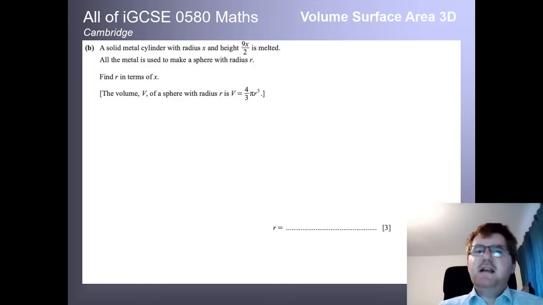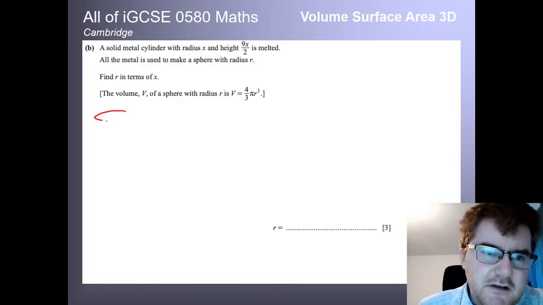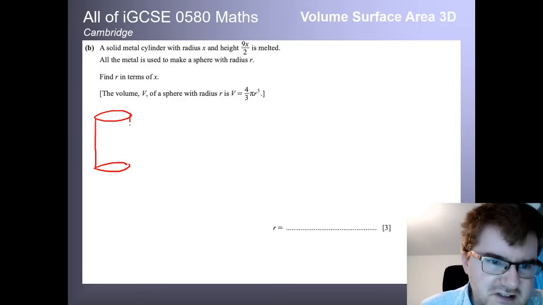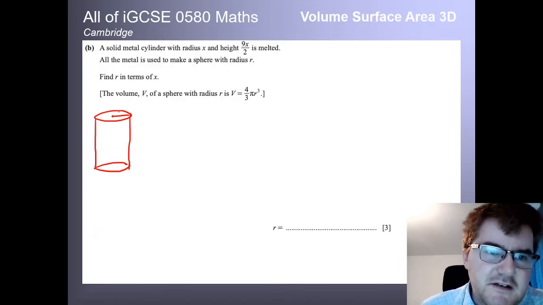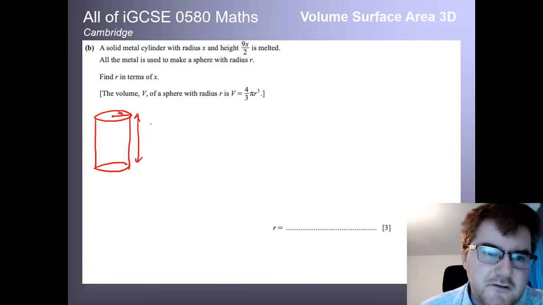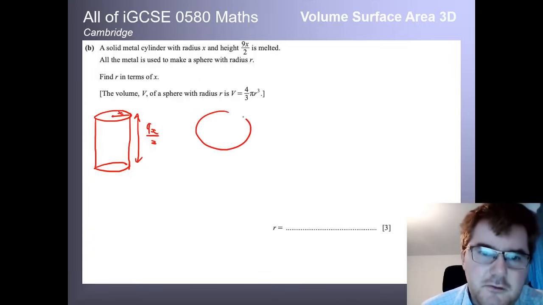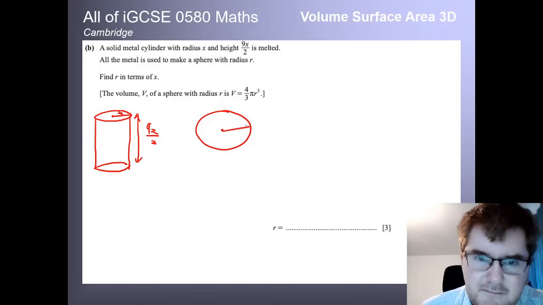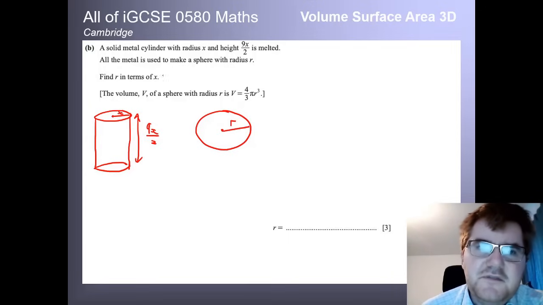On to question B, and we're given a random solid metal cylinder. So let me draw a cylinder. I do like drawing, that's one of the great fun of mathematics. You can just sketch things the entire time. We have a radius of x, okay, so our radius is x, and the height of this is equal to 9x over 2. Good, and all this metal is going to be melted down to make a sphere. Now I'm terrible at drawing spheres, but it will look something like this, where this is the radius r, and we need to find r in terms of x.